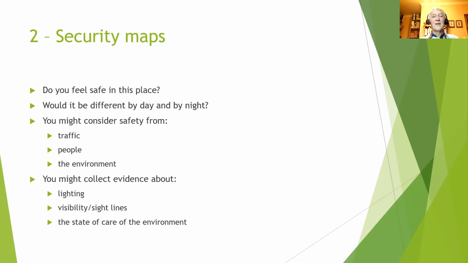Are the pavements safe? Are the buildings safe? Because in an area with old buildings, it may well be quite dangerous, especially in storms like we've been having this February. Is safety affected by lighting, street lighting? Is safety affected by visibility and sight lines?